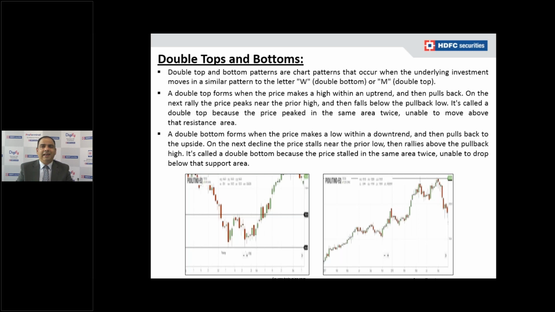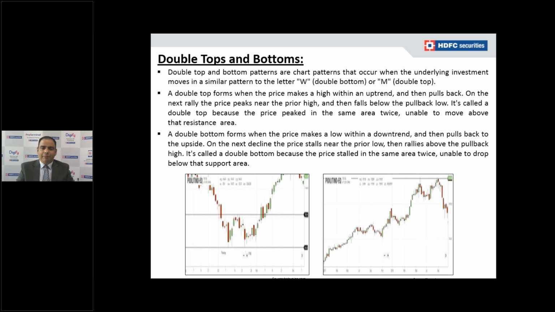Let's take 100. Prices move from 100 to 110. 110 is a resistance. It finds resistance at 110, comes down to 105, and again moves up. Again it finds resistance at 110 and declines. This 110 has become a reversal point and it has reversed the trend. Again it comes down to 105. Once it breaks below 105, then the reversal actually happens.